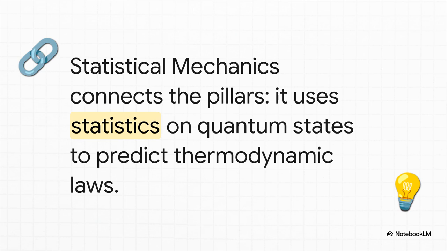Statistical mechanics connects everything by simply applying the laws of statistics to all of those countless possible quantum states. It shows us that the laws of thermodynamics, like entropy always increasing, aren't some deep, mysterious commands. They're just the most probable outcome. Your coffee cools down for the simple reason that there are astronomically more ways for its energy to be spread out and disordered than there are for it to be concentrated and ordered. It's just a numbers game.